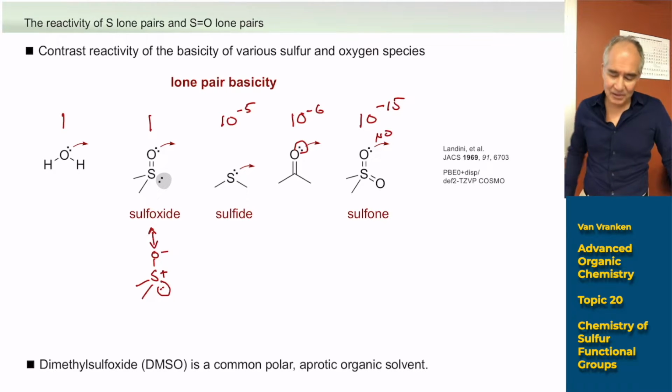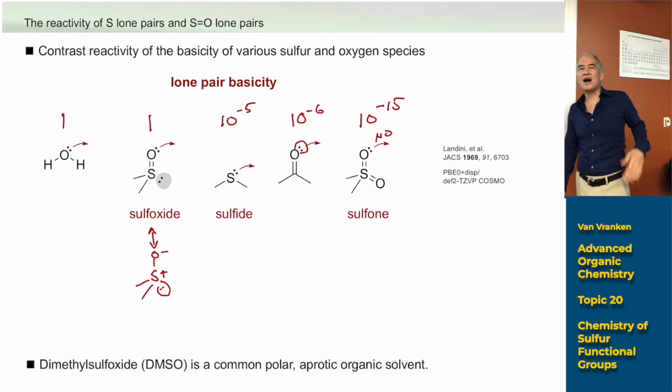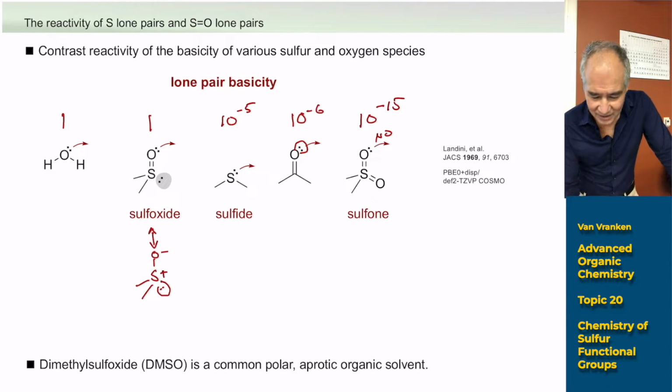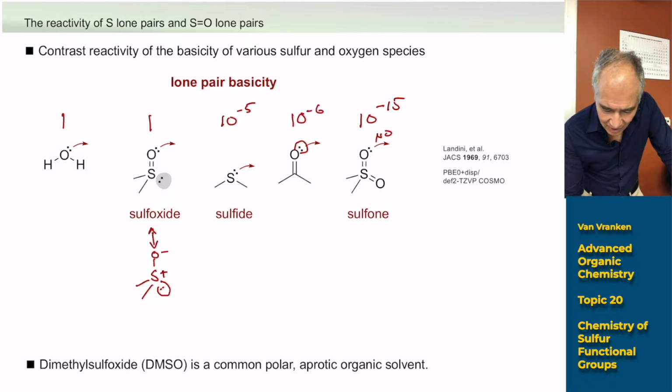So forget this. The only thing I've ever in my life seen add to the oxo group of a sulfone is an aluminum reagent. We're not going to talk about that, so forget it. You're not going to see oxo groups on sulfones. Don't try to protonate them. Don't try to use them for nucleophilic attack.